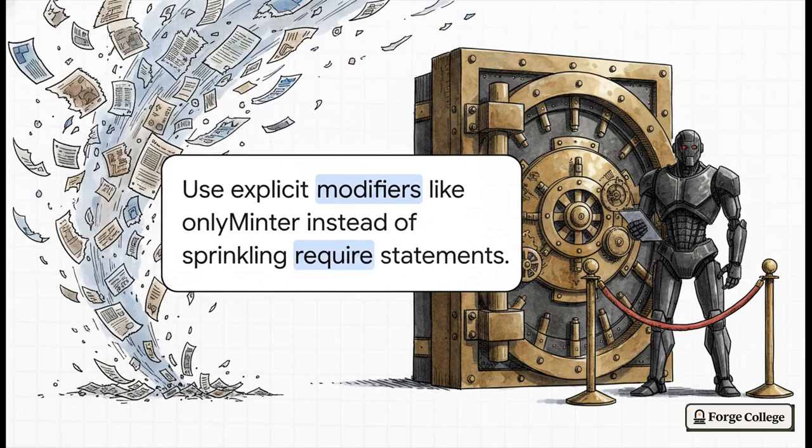Furthermore, let's talk about access for a second. Instead of lazily scattering require statements all over your contract like confetti, use explicit modifiers. Modifiers like only minter act as VIP bouncers, enforcing your rules right at the door of the function. It makes your code incredibly clean, easy to read, and honestly, way simpler to audit.